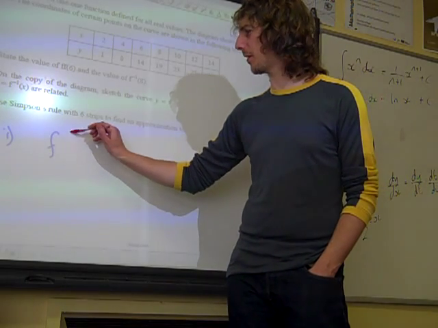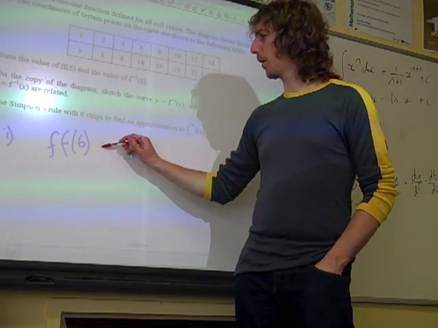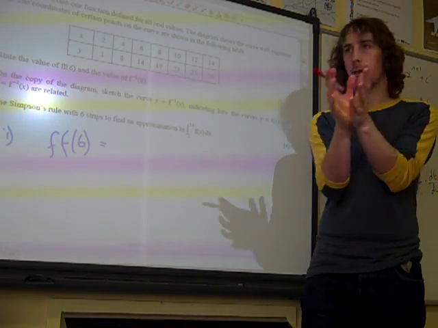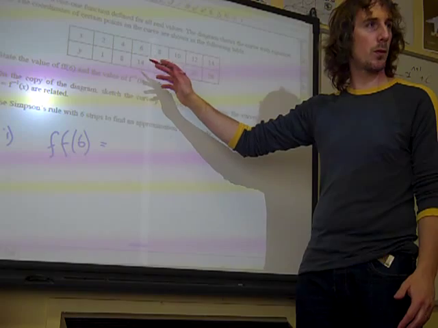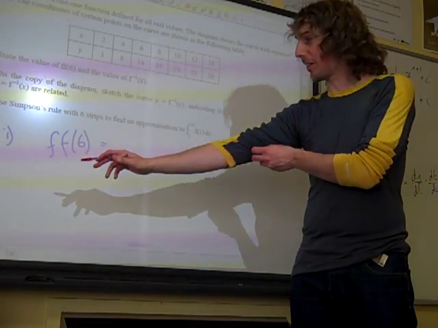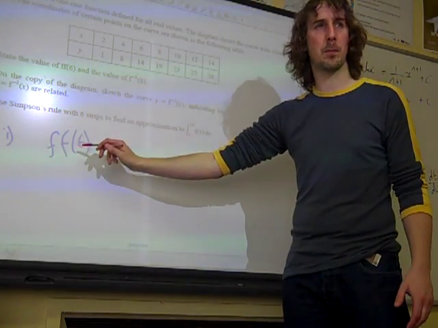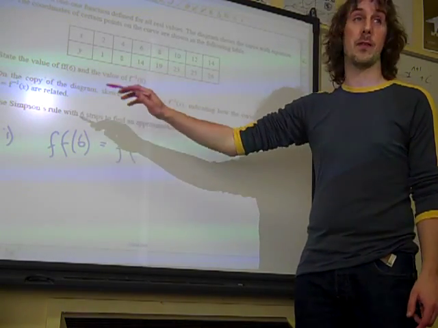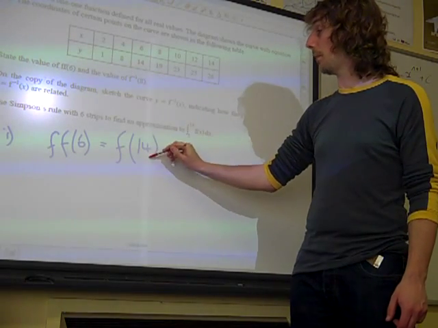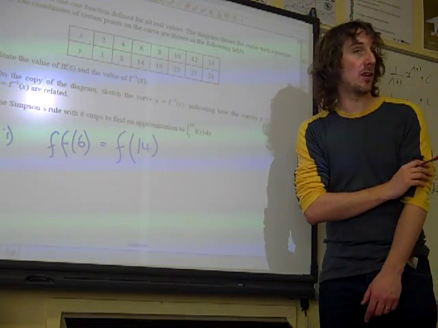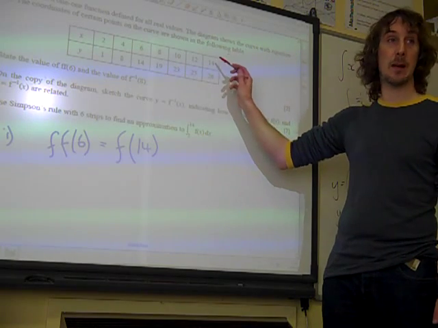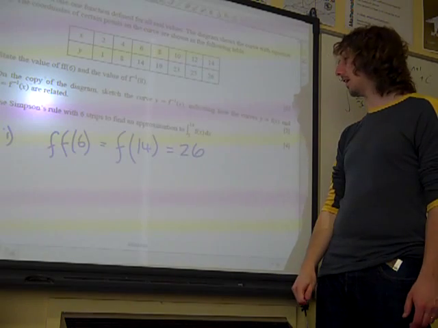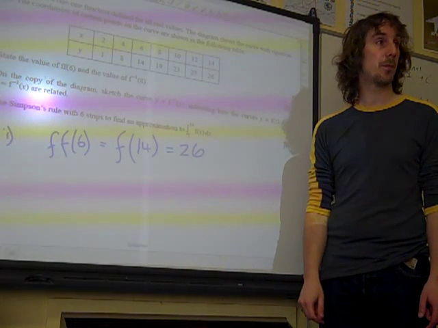f of f of 6. Well, the first thing to do there is we need to work out what f of 6 is. And f of 6, according to the table, is 14. So this means take the answer from f of 6 and put it into the function f again. The answer to f of 6 was 14, so now put 14 into the function and see what you get. According to the table, if you put 14 into the function, you get 26. And that was all I wanted you to do.